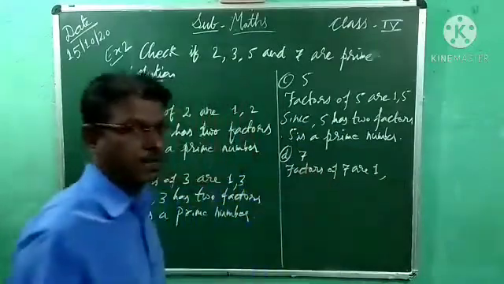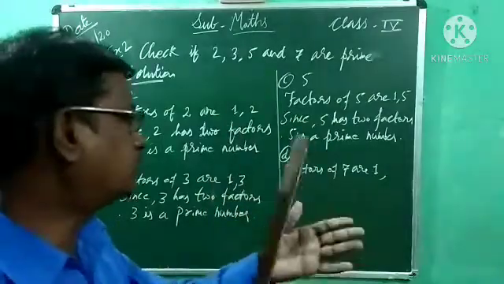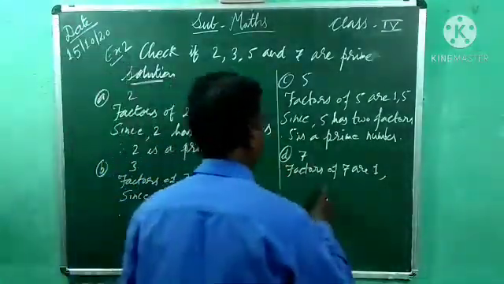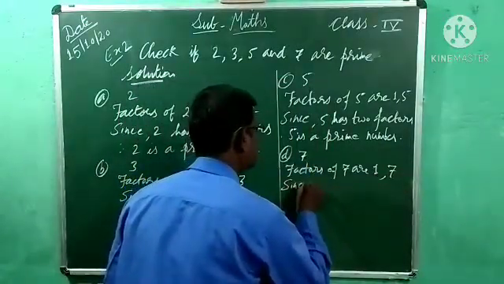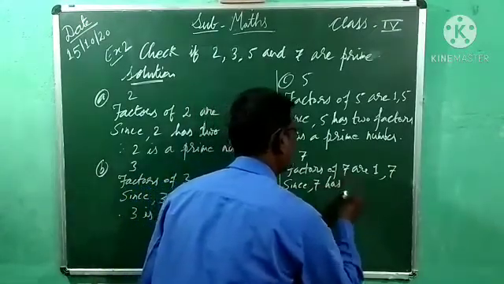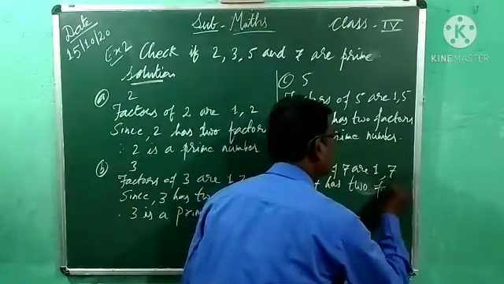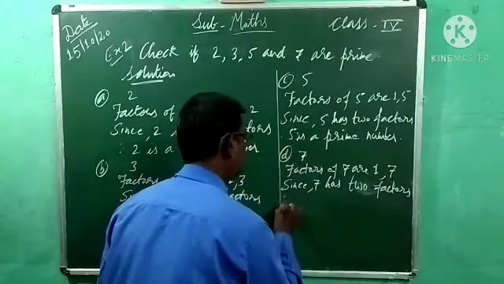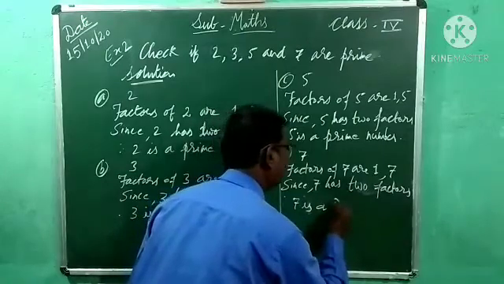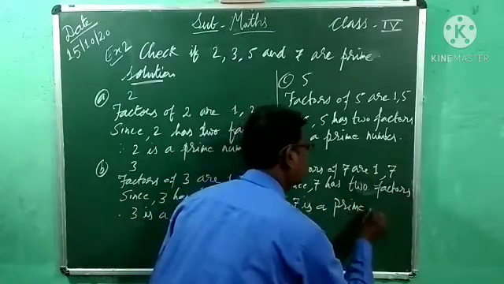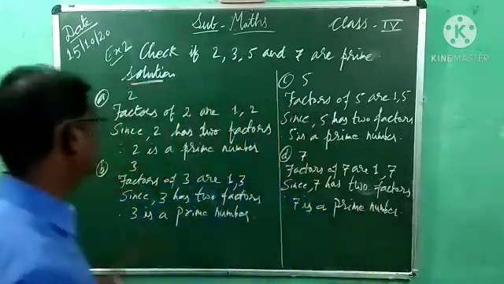And after 2's table we are not getting 7, isn't it? In 2's table 7 doesn't come, in 3's table also not, 4 also not, 5 also not, 6 also not. Directly we are getting what? 7 ones are 7. So factors of 7 are 1 and 7. Since 7 has 2 factors, 7 is which number? 7 is a prime number. Understood this one?